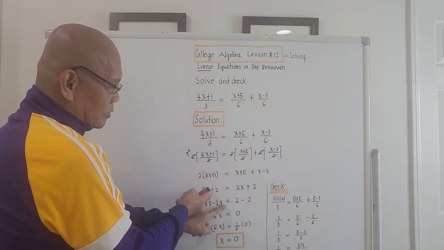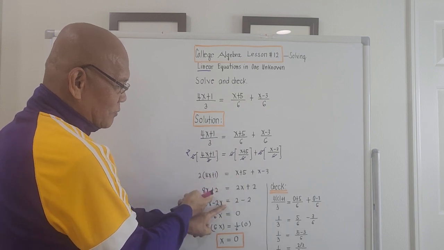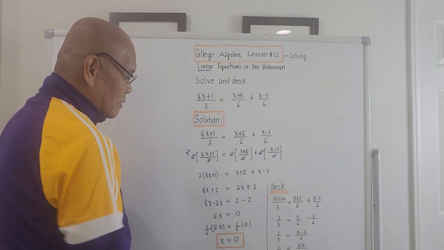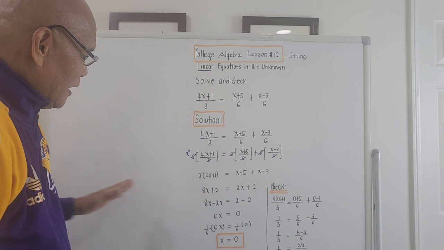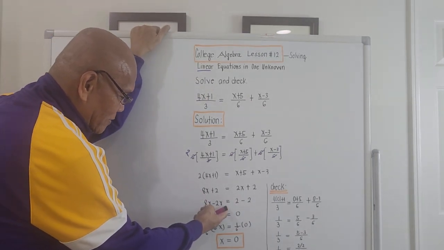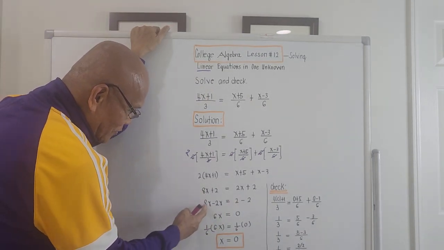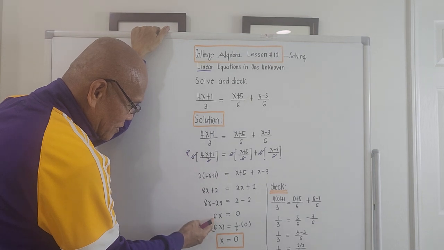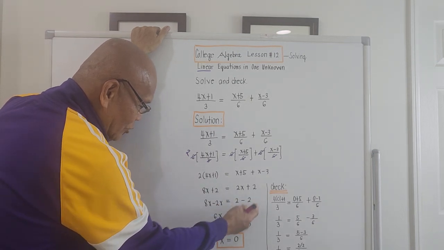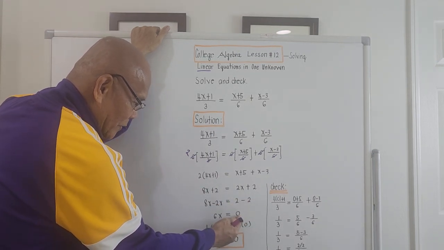Then I will try to transpose this to the right. This positive 2 will become minus 2. Okay? For the left hand side, they are now similar terms. So 8x minus 2x will be 6x, and 2 minus 2 will be equal to 0.